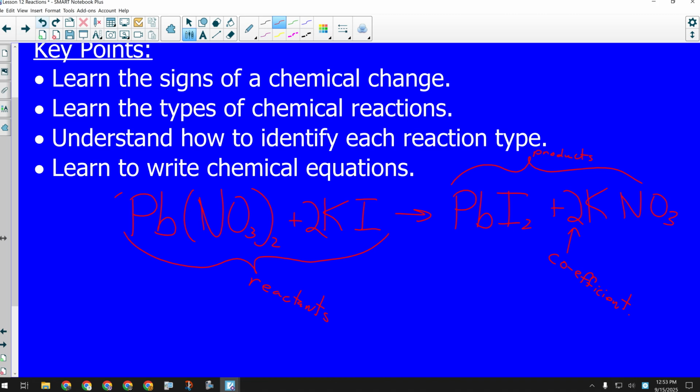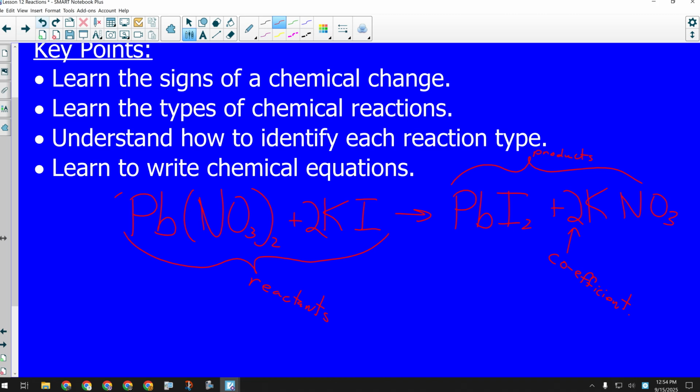We'll work on that a little bit today, but probably more tomorrow, where we're just making sure we've got the same number of everything on both sides, so we obey the law of conservation of matter, that matter cannot be created or destroyed. So that's kind of point number 1.